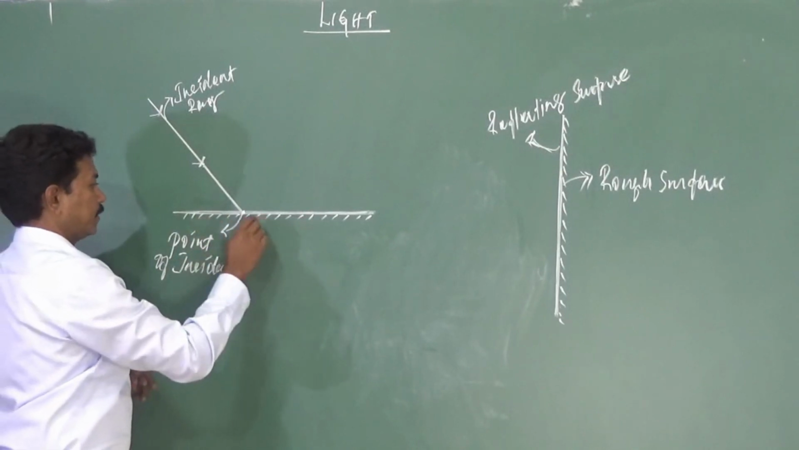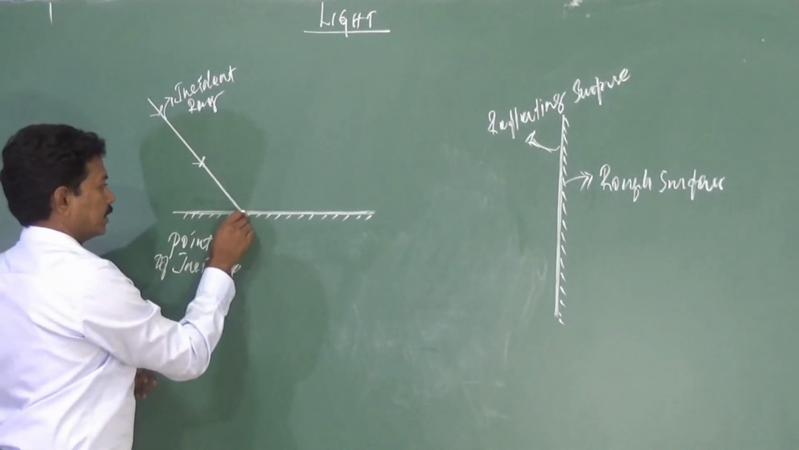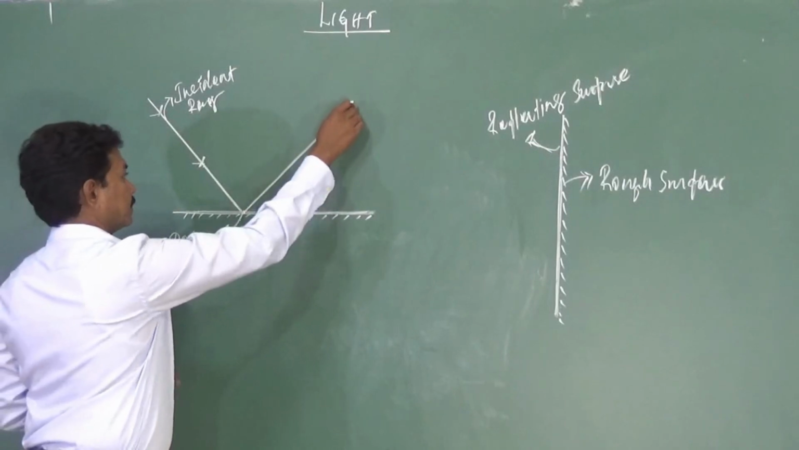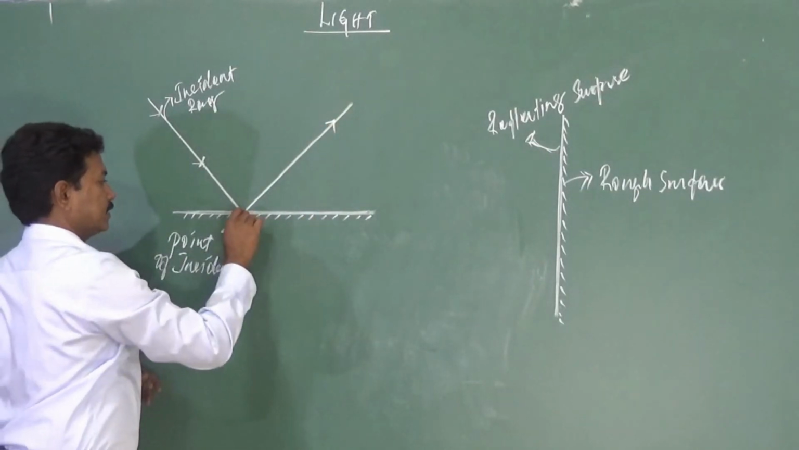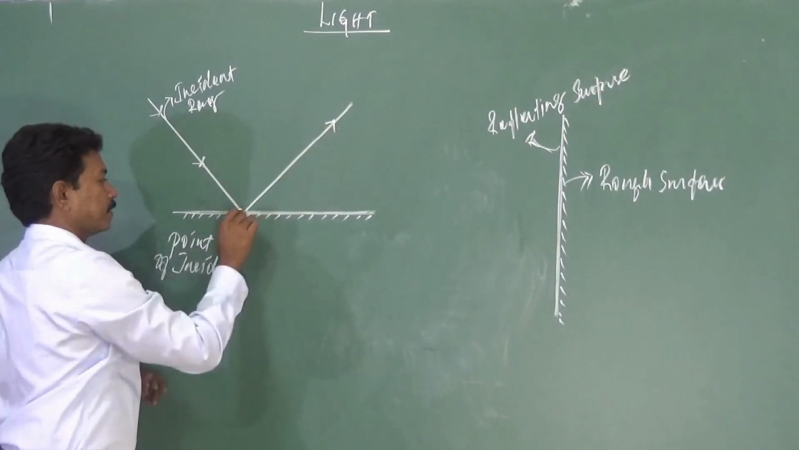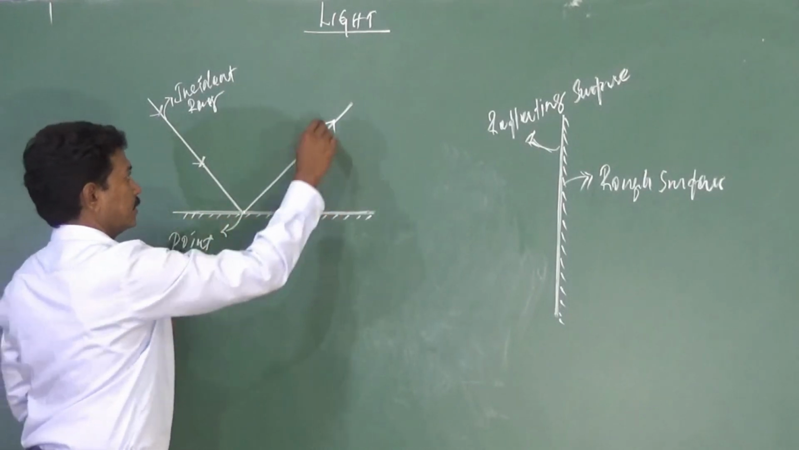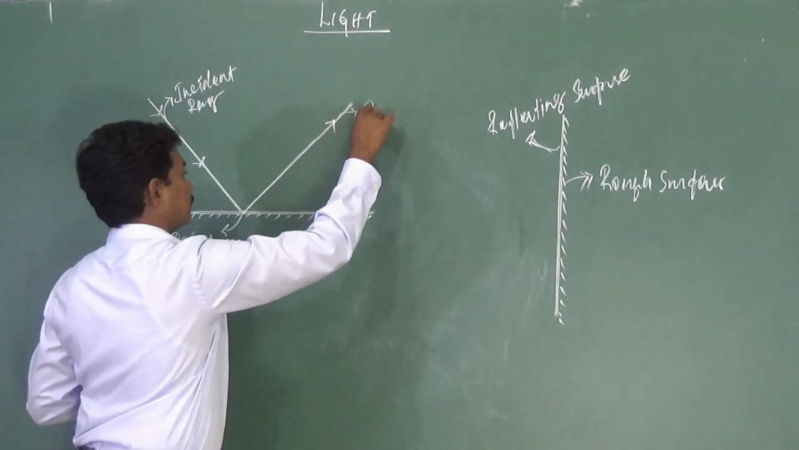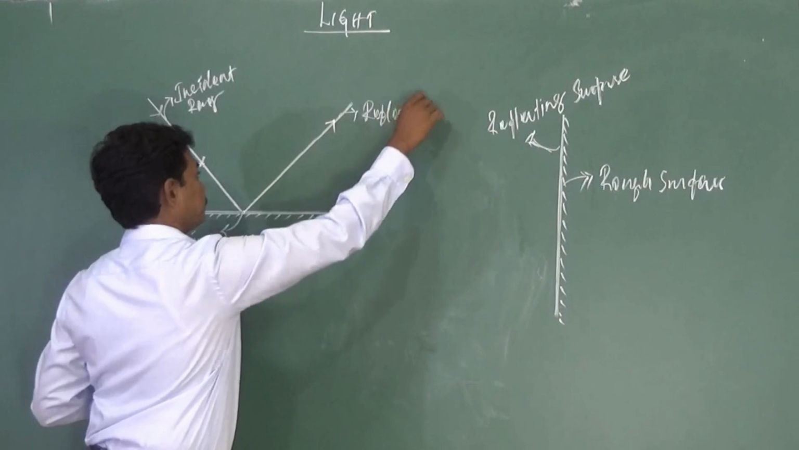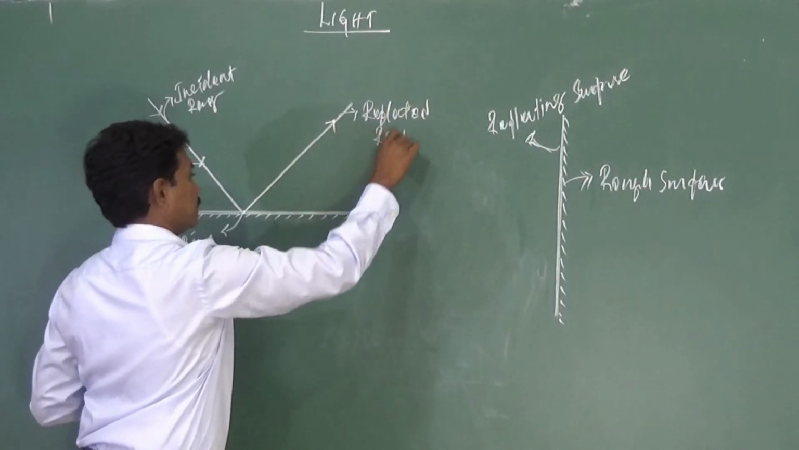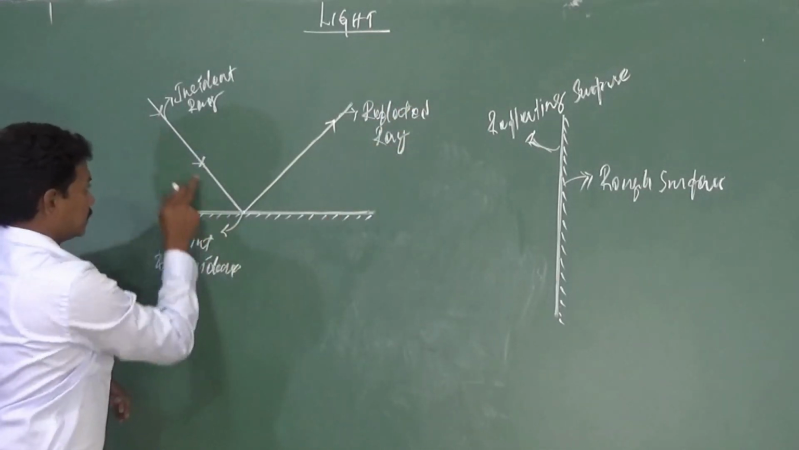So after reflection, the light ray is going to travel in this direction. This is the light ray traveling after reflection from the mirror. Therefore, this is called a reflected ray. So this is the incident ray.